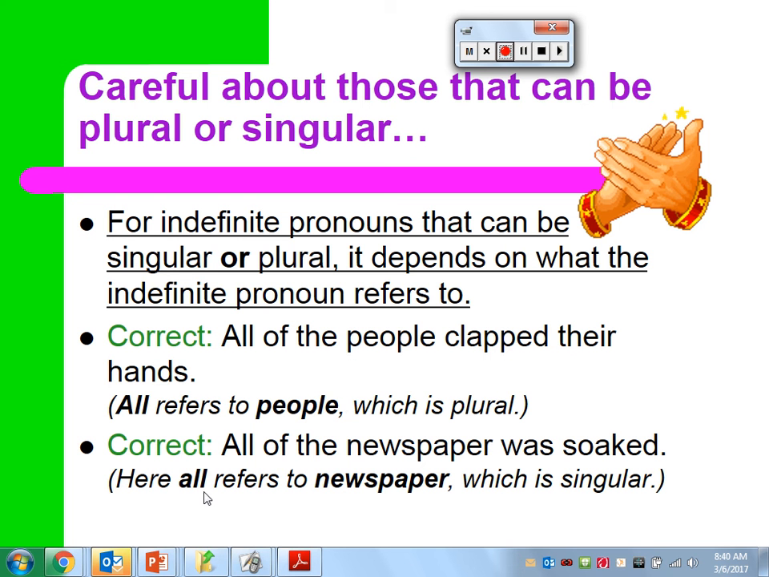And then also correct: all of the newspaper was soaked. Here, all of the newspaper, you're only talking about one newspaper. So here, all refers to a singular word. So you have to use was, which is the verb in this situation, which is singular. You can't say were because you're only talking about one newspaper. So make sure you get this. If you want to pause and read through this again, I'd do that.